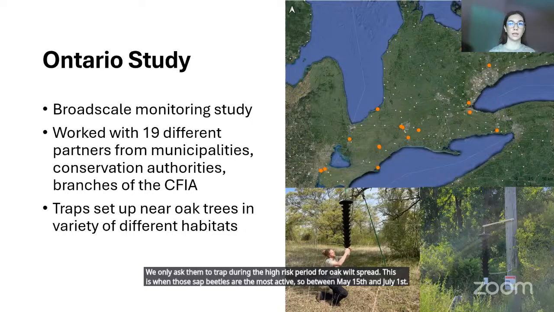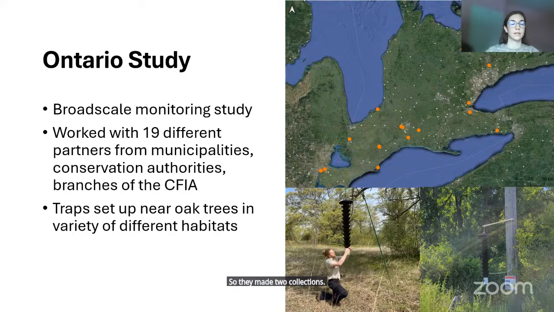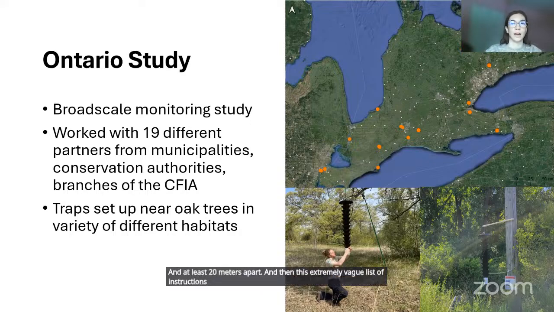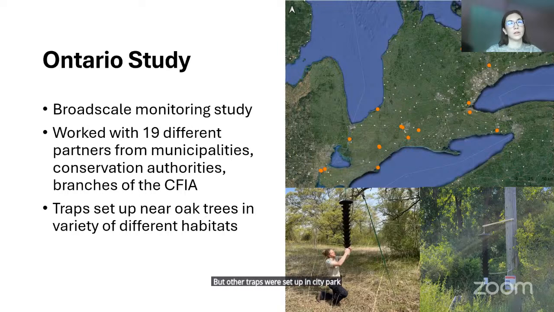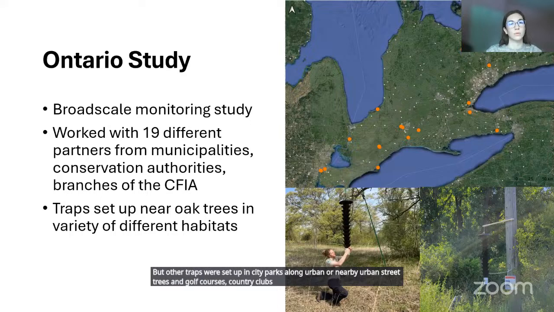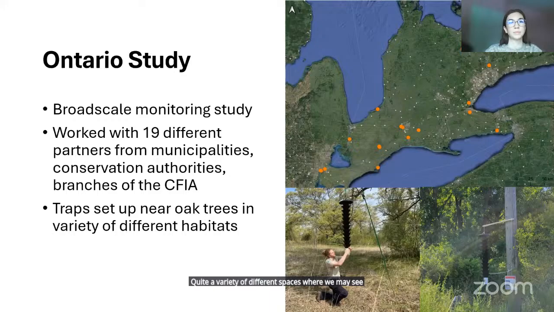So they made 2 collections, and we only asked them to set their traps up nearby oak trees and at least 20 meters apart. And this extremely vague list of instructions saw traps set up in quite a variety of different habitats. You're seeing 2 examples in the bottom here, but other traps were set up in city parks, along urban or nearby urban street trees, in golf courses, country clubs, and then also along county roads. So quite a variety of different spaces where we may see oak wilt in the future.